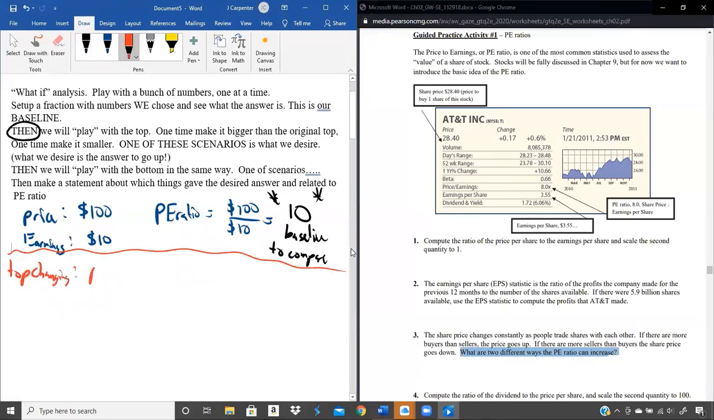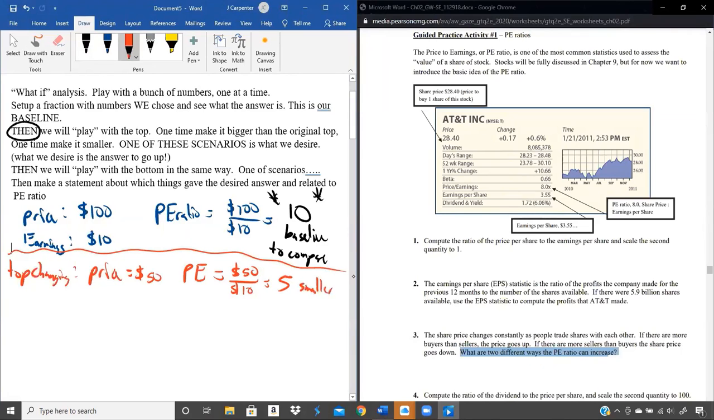Let's make it one time a price of, let's go smaller first. It doesn't matter the order, but let's make the price 50 now. So the PE ratio is now going to be 50 over 10. 50 divided by 10 is 5. How does that compare to the original baseline? 5 is smaller than 10. Is that what we desire? We want it to increase, so no. That's not what we want.